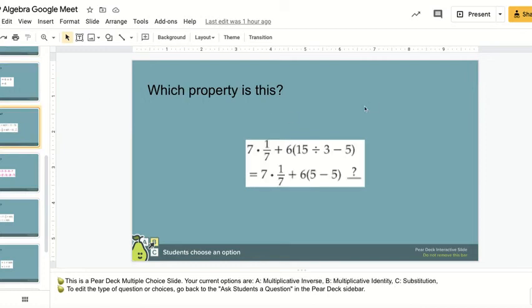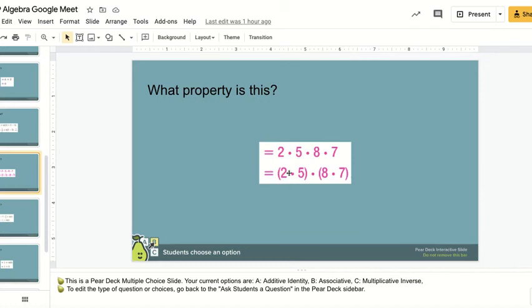Here, remember we're following order of operations, we're only changing one thing. The only thing that changed was 15 divided by 3 was changed to 5. Here again is substitution. 15 divided by 3 is equal to 5, so I can replace or substitute it there. Here, notice I didn't change my order, but I did add grouping symbols, and that is the associative property.